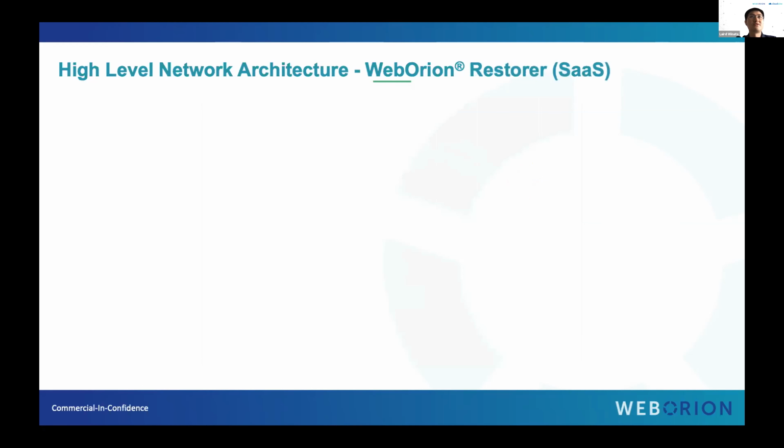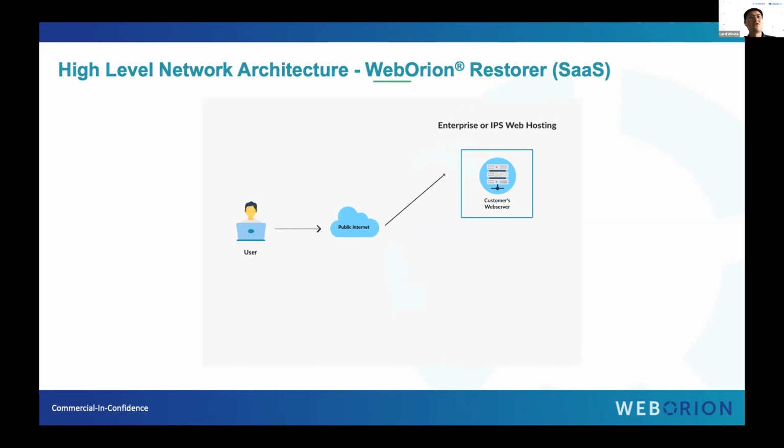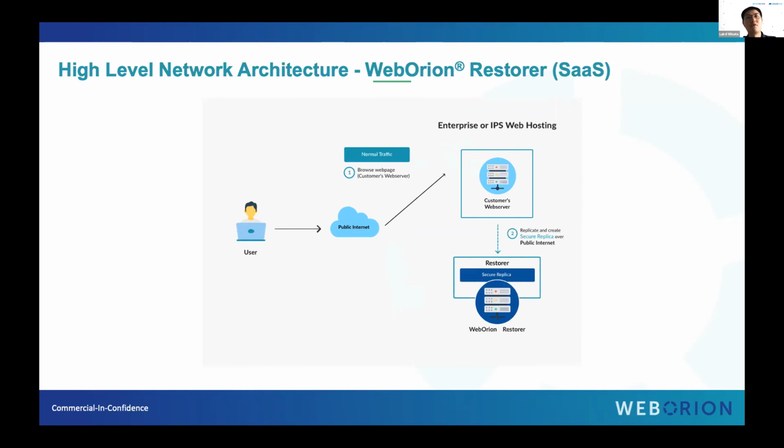Now, in this architecture, this is how WebOrion Restorer can be implemented. This is our second product. Again, this is your environment. It can be hosted on-premise or on public cloud. And this is the user that is expected to visit your website or web application. When everything is normal, the user will visit through the public internet to browse your web page. This is the normal traffic. When we onboard WebOrion Restorer, we will provision a dedicated instance to create a secure replica of your website, and the secure replica would be created over the public internet.